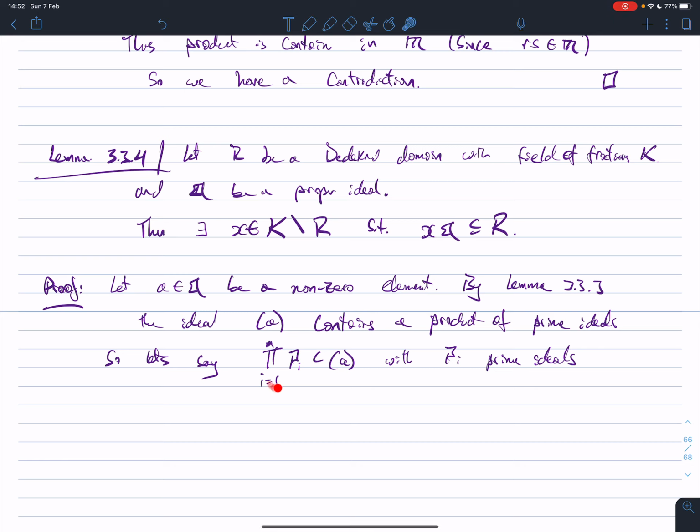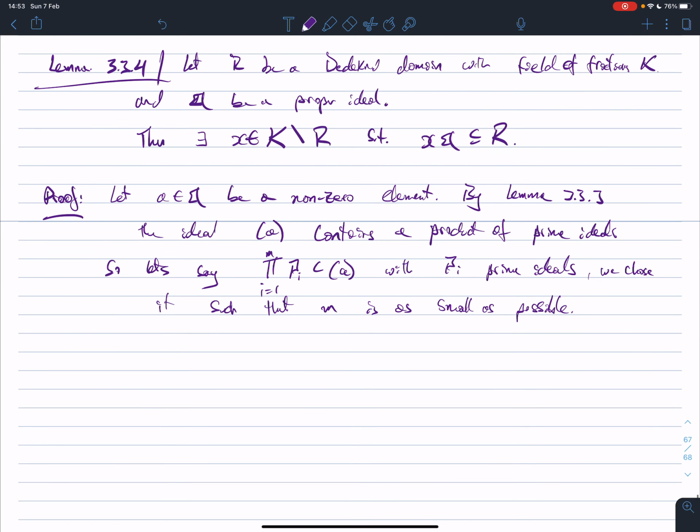Here, again, just remember this is a product of ideals. So go back to sheet 1 where we defined what a product of ideals was. So say it contains a product of prime ideals P_i, and we choose it such that m is as small as possible. So let's take the smallest product of prime ideals which is contained inside our ideal A.